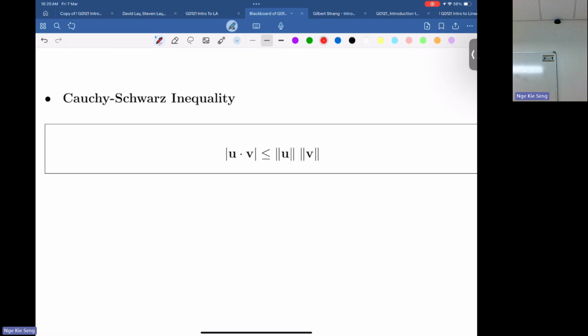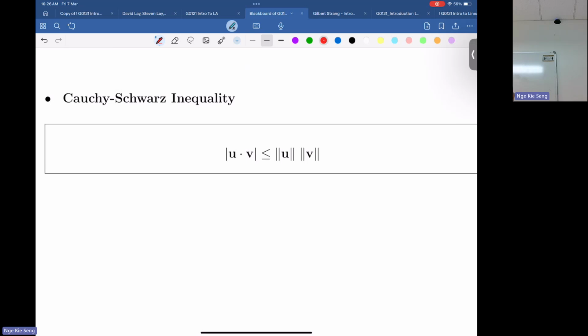What does this Cauchy-Schwarz inequality say? If you take the dot product between two vectors, potentially you might get a negative. So if you consider the absolute value of it, it is always less than or equal to the length of U times the length of V. So this is the Cauchy-Schwarz inequality. We won't prove it. If needed, I will just provide you the proof.